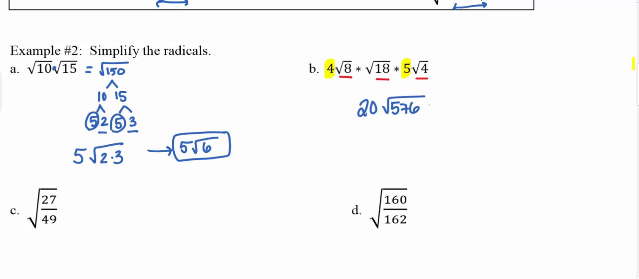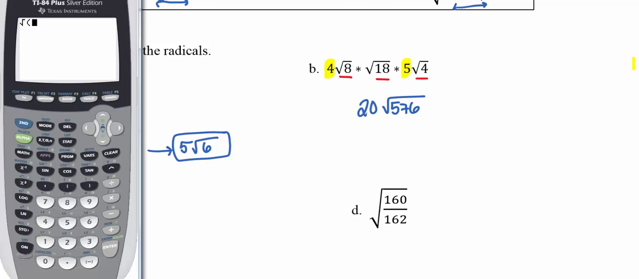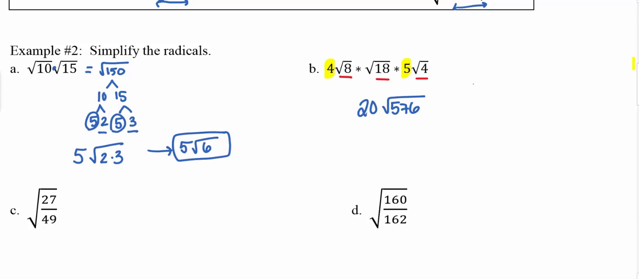Now something that is good practice is instead of trying to simplify this right here, I always like to take out my calculator and see if I can just do that in my calculator. So let's go ahead and see what happens in our calculator. If I take the square root of 576, I actually get 24. So I always like to try in the calculator and say, now I know this is 20 times 24 because I just did the square root of 576. So I multiply that out and I get 480.